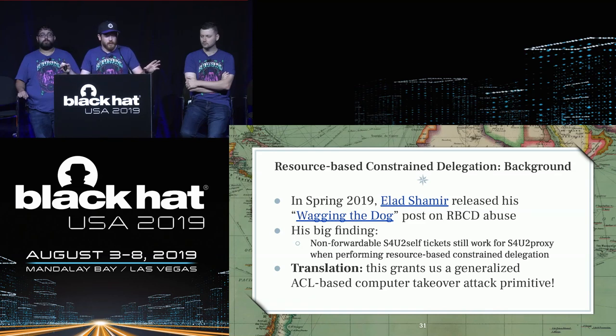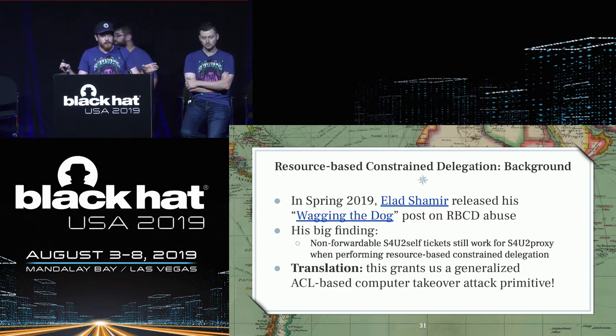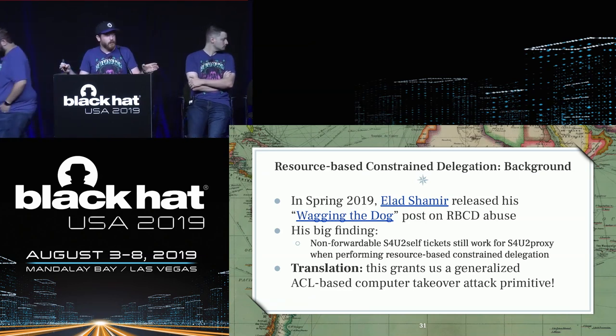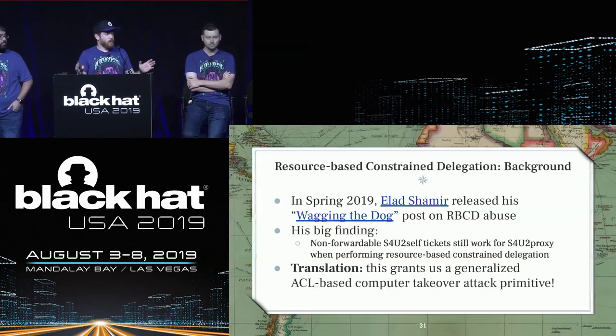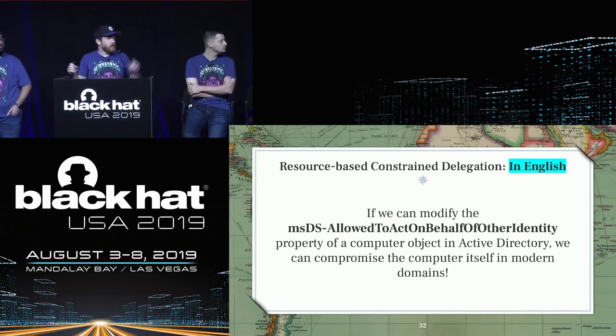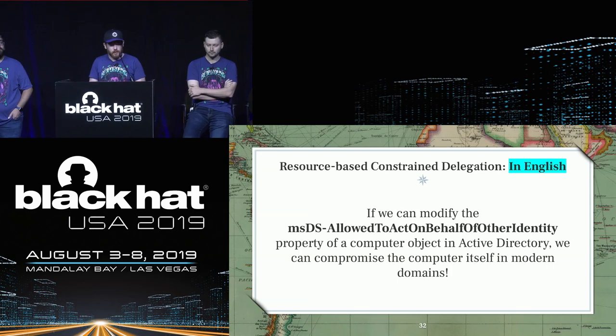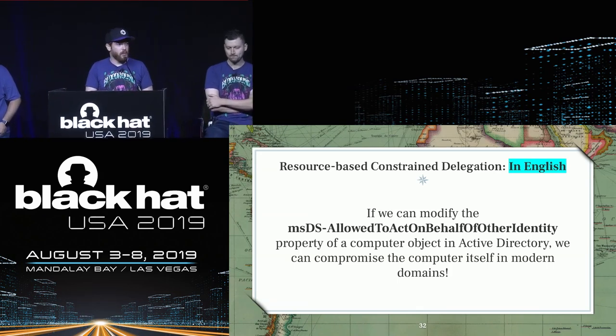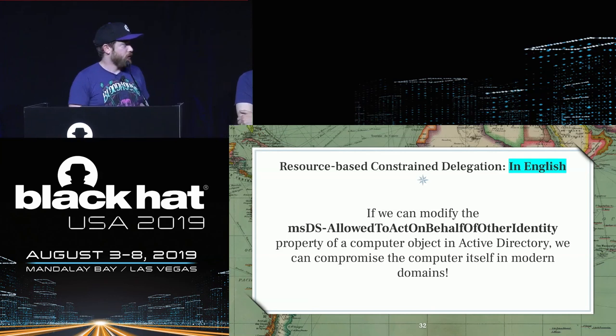And in spring of this year, Elad Shamir released his really awesome Wagging the Dog post on resource-based constrained delegation abuse. And his big finding is that non-forwardable S4U2Self tickets will still work for S4U2Proxy, specifically in the case of resource-based constrained delegation. So what does that mean if you're not versed in Kerberos? This grants us a generalized ACL-based computer takeover primitive. What does that mean in plain English? If we can modify this one particular property on a target computer object, we can completely compromise that computer and take it over. We're going to show this in an attack path.